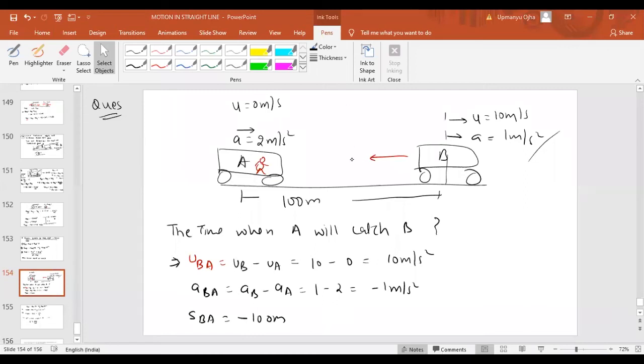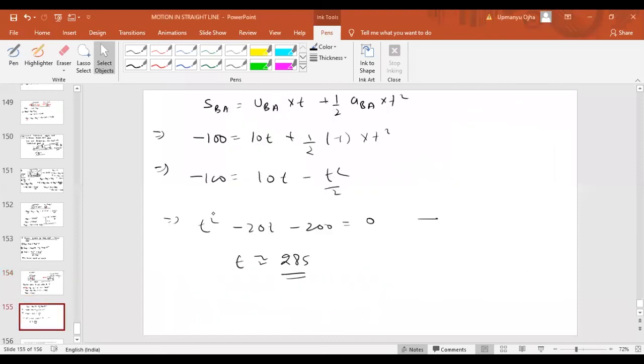See, displacement is minus 100 meter. Why? For observer A, how much should B get displaced to reach A? Minus 100, no? So it should be minus 100 here. If you observe from B, meaning if the observer is at B, then displacement would have been plus 100. Fine. So now we can do it by the conventional method.